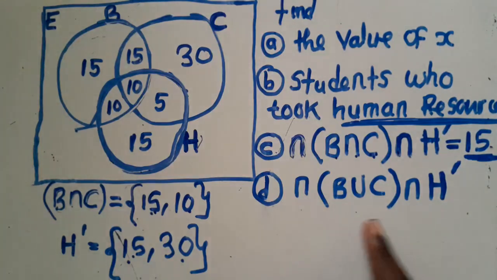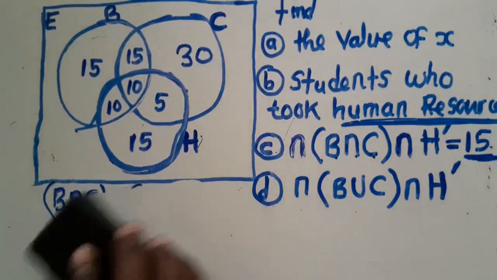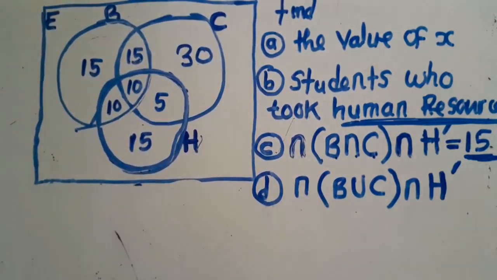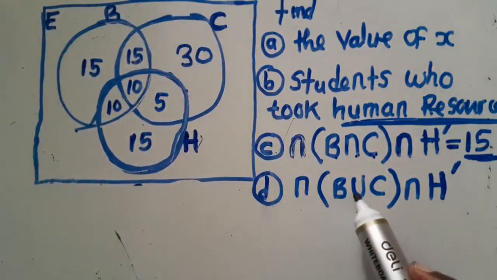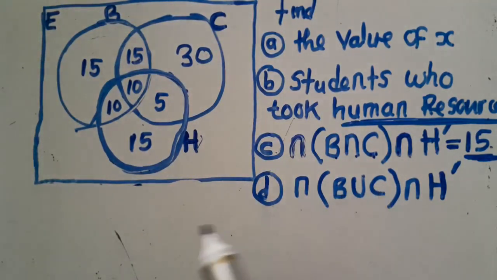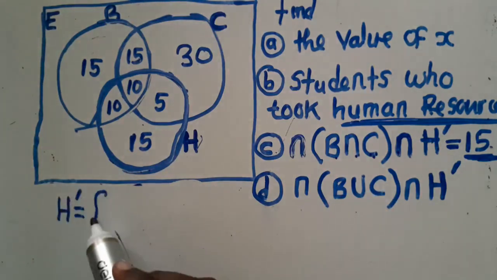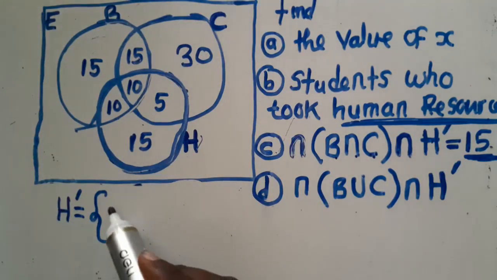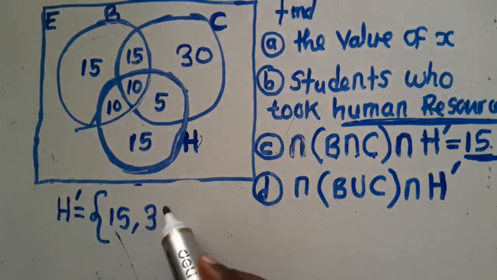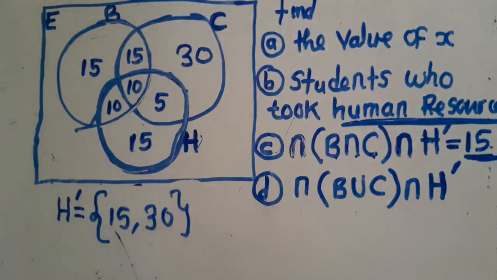So we move to this one, which is here. We also answer it like that. This is the easiest way you need. So what is B union C? Let's not forget the H complement. For H complement, we add 15 and 30 like this. This is the H complement. Then we've got B union C. What are we having?